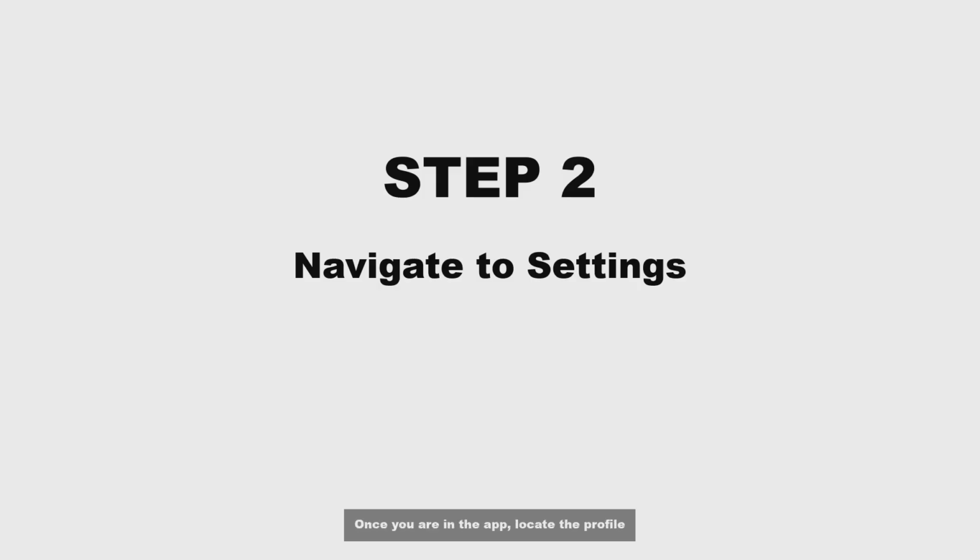Step 2. Navigate to Settings. Once you are in the app, locate the profile icon or the settings gear, usually found in the upper corner of the home screen. Tap on it to enter the settings menu.